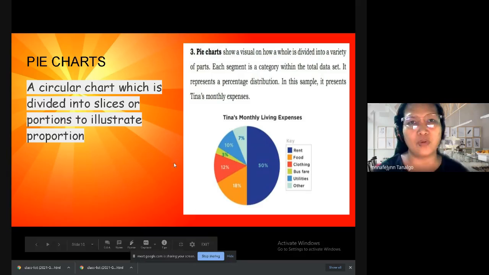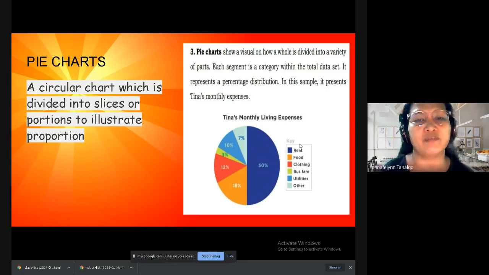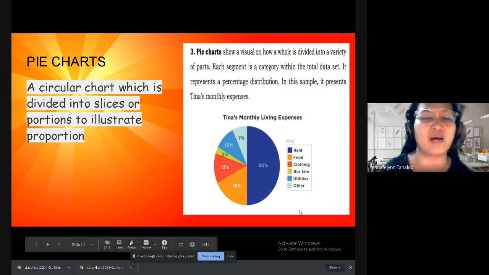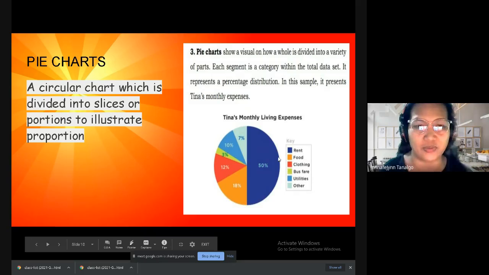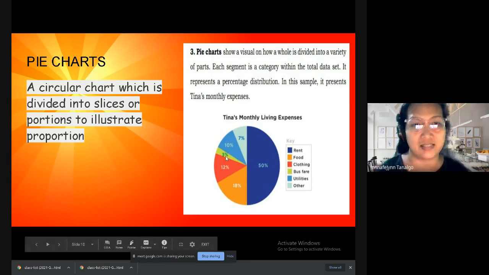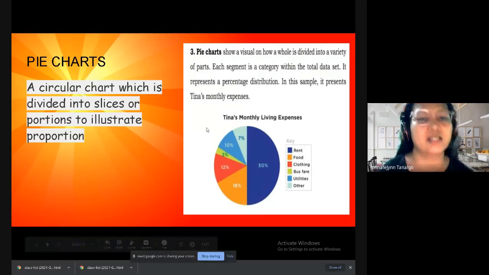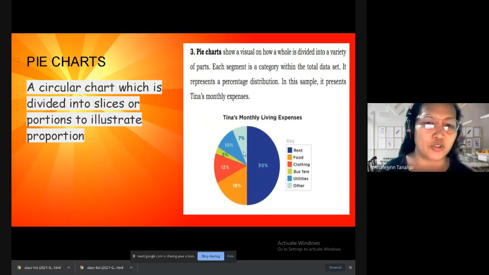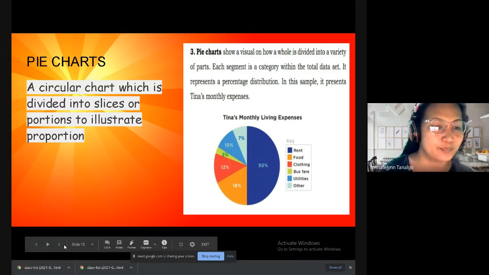So in this pie chart, it shows a visual of how a whole is divided into a variety of parts. Each segment is a category within the total data set. It represents a percentage distribution. So you distribute it.